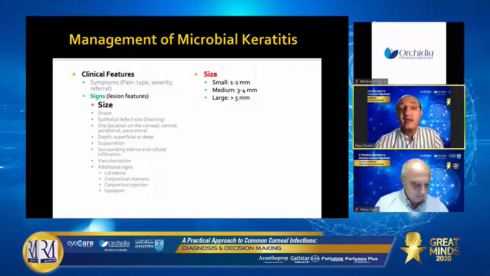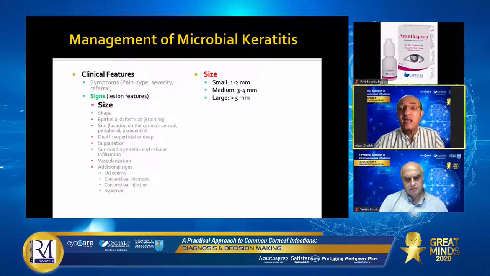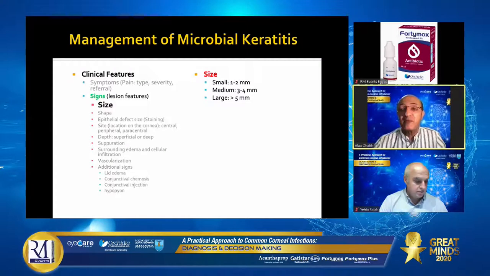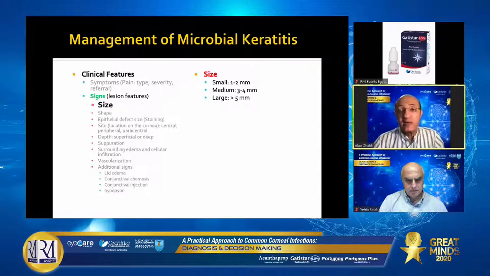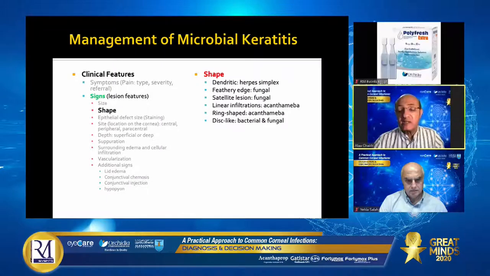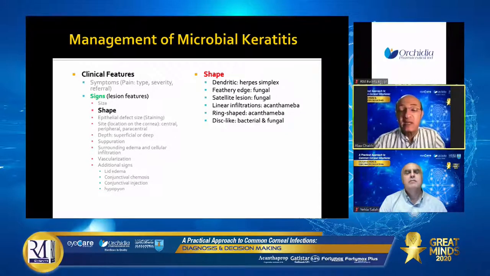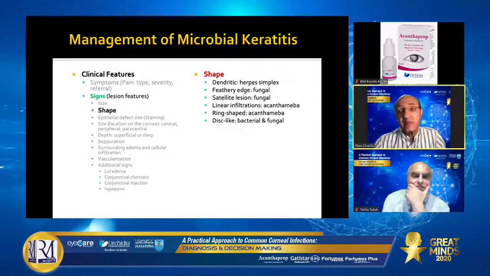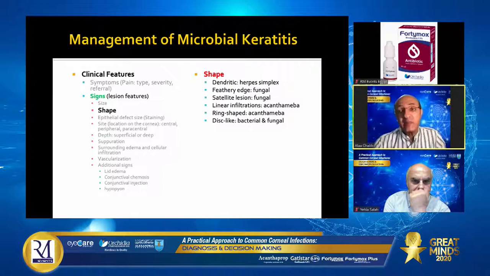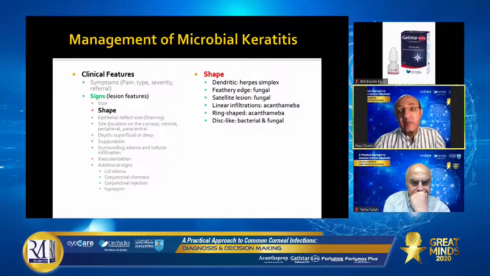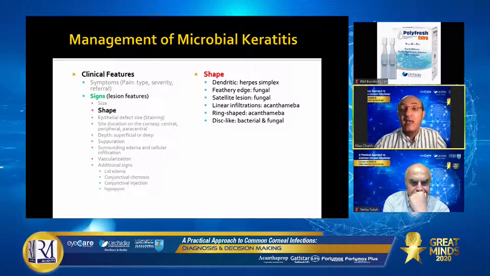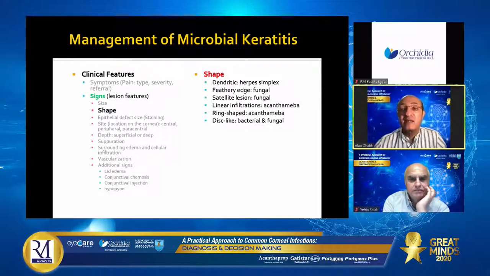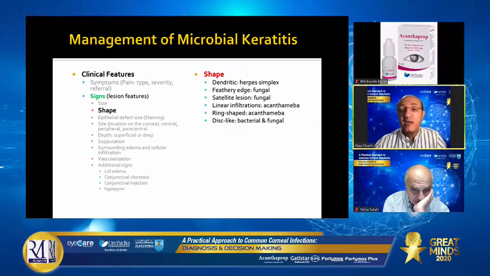The size of the ulcer can be described as small, 1 to 2 millimeters, medium, 3 to 4 millimeters, or large, bigger than 5 millimeters. Of course, it's important to characterize the size because it will be important in the management. Also, shape. The shape of the lesion in microbial keratitis can be very helpful. For example, a dendritic appearance means herpes simplex keratitis. Feathery edges mean it's fungal. Satellite lesions are also characteristic of fungal keratitis. Linear infiltrations mean acanthamoeba keratitis, very characteristic together with the ring-shaped infiltration. Disc-like can be bacterial or fungal.